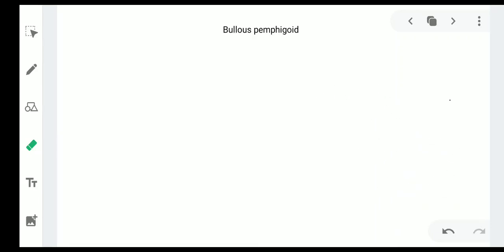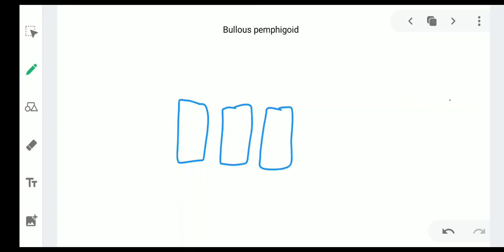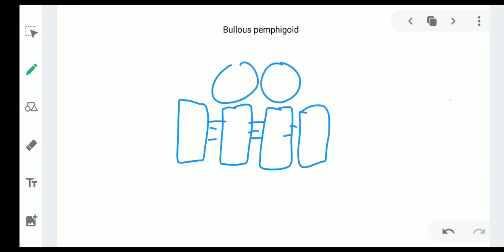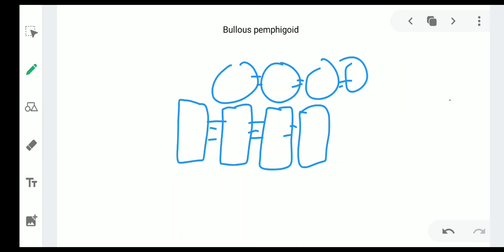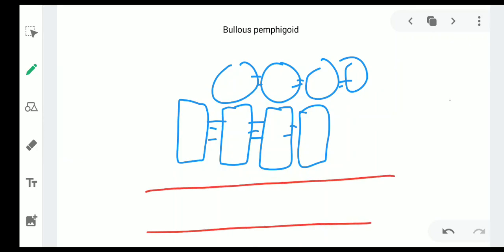So, if these are the basal cells, these are all the basal cells, these are connected to each other by desmosomes, and the cells above them are all connected by desmosomal connections. Now, there are other connections which provide attachment to the basement membrane. These are known as hemidesmosomes.